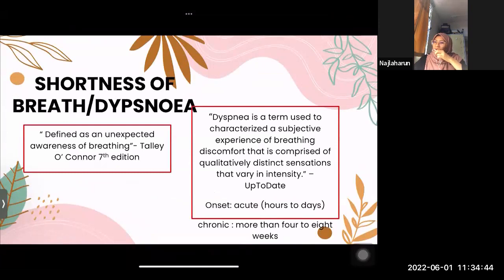Okay, so shortness of breath, according to Tally O'Connor, is defined as an unexpected weakness of breathing. And according to UpToDate, it is also known as dyspnea. It is characterized by a subjective experience of breathing discomfort of the patient, which can vary in intensity from person to person. The onset can be acute or chronic. Usually acute cases present within days, and chronic more than weeks.